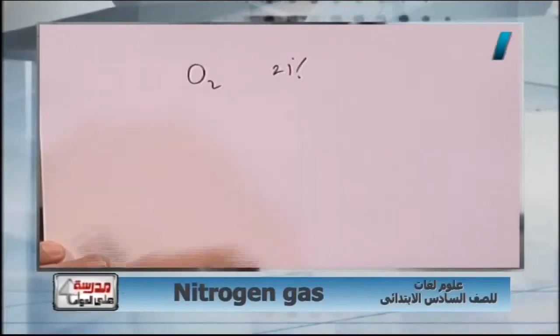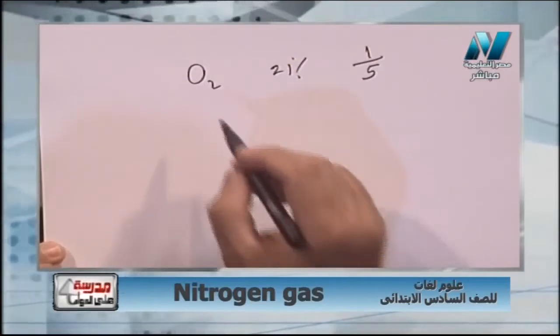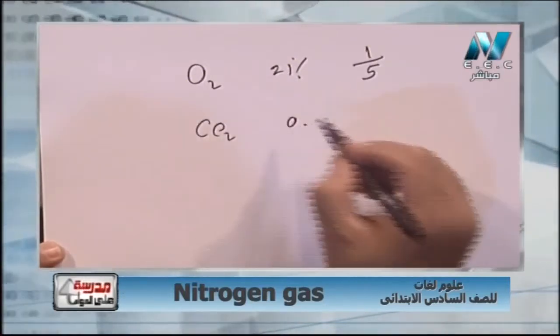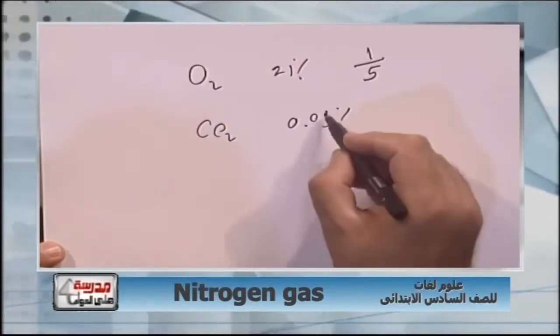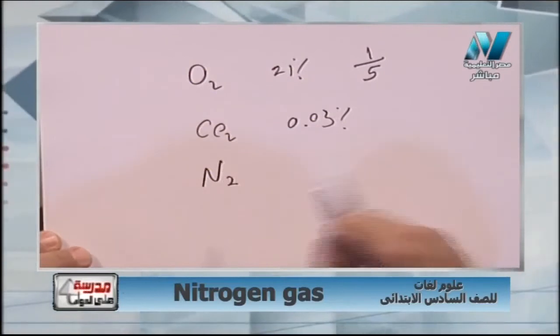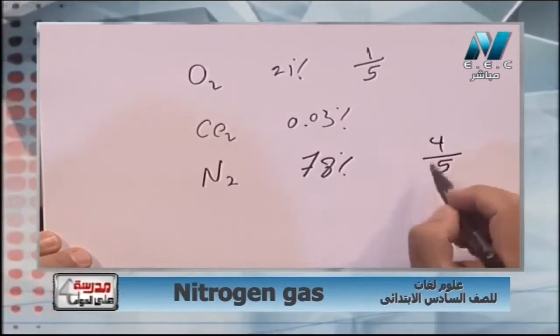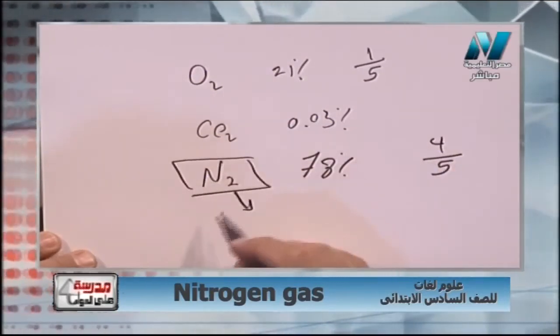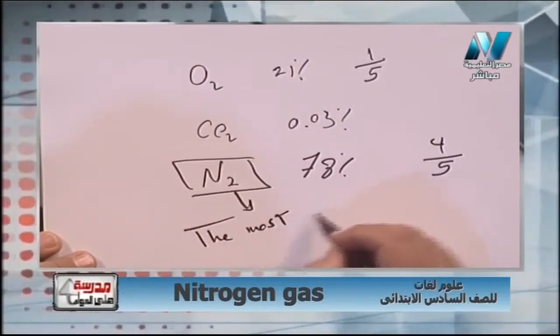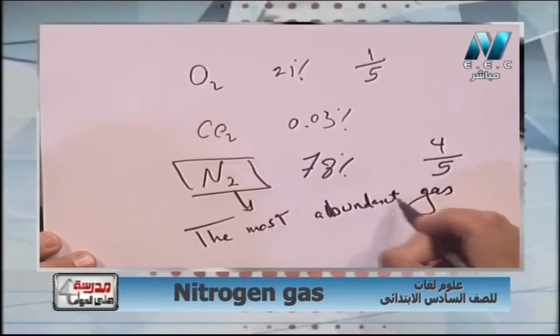So let me summarize all the gases which we have studied. Oxygen gas نسبته تقريبا 21% or 1/5. Carbon dioxide gas, 0.03%. It's a very small ratio. Nitrogen gas, the most abundant gas، أكبر غاز متوفر هو فعلا nitrogen 78% or 4/5. So I can say nitrogen gas is the most abundant gas، هو أكتر غاز متوفر في الهواء.